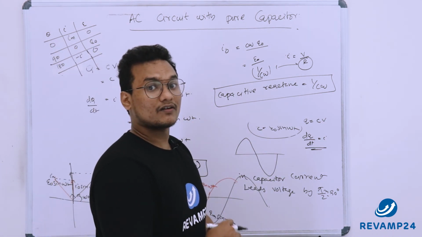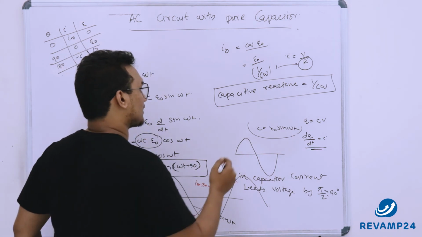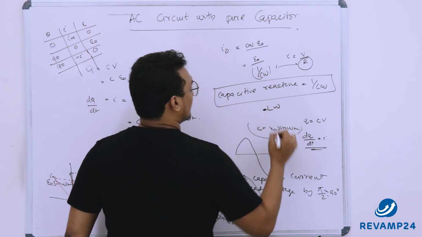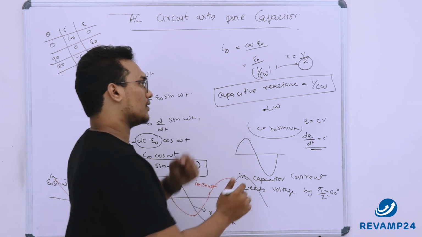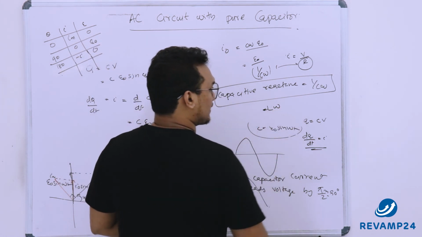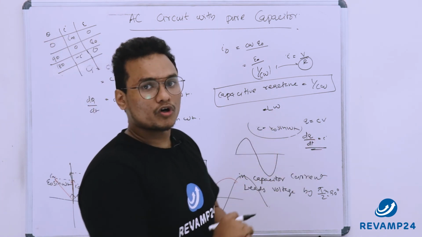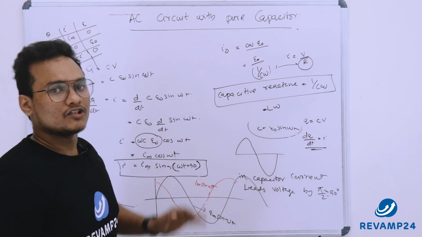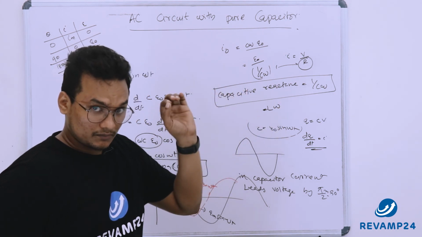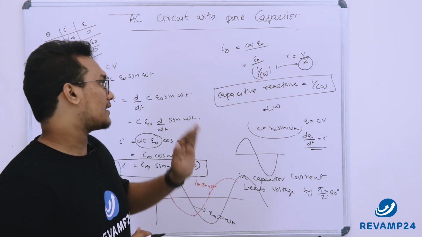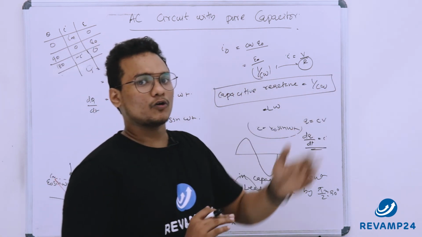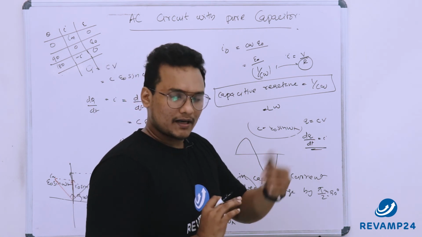But what is the case of the inductor? In an inductor, L omega is the reactance. So when frequency increases, the L omega reactance increases, resistance increases, and that gives more opposition to the flow of current. So an inductor blocks AC current and a capacitor allows AC current to pass through. Okay.